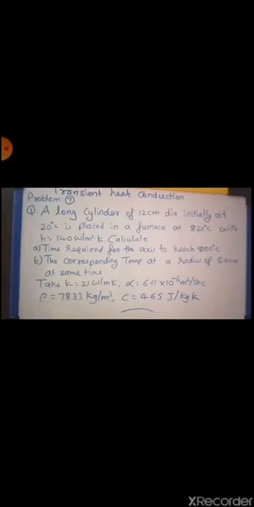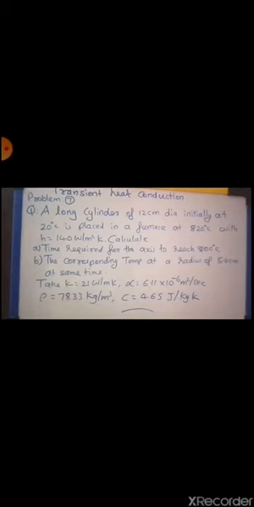Welcome to the problem. A long steel cylinder of 12 centimeter diameter, initially at 20 degrees centigrade, is placed in a furnace at 820 degrees centigrade with h equal to 140 watt per meter square Kelvin. Calculate A. Time required for the axis to reach 800 degrees centigrade. B. The corresponding temperature at a radius of 5.4 centimeter at the same time.